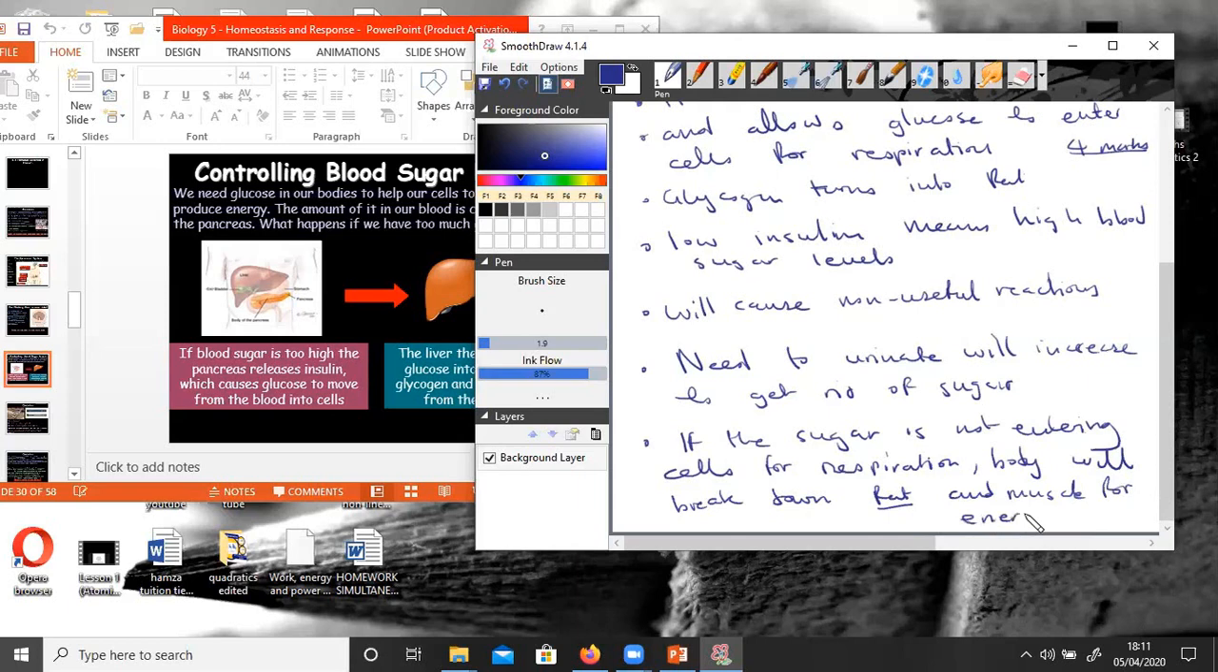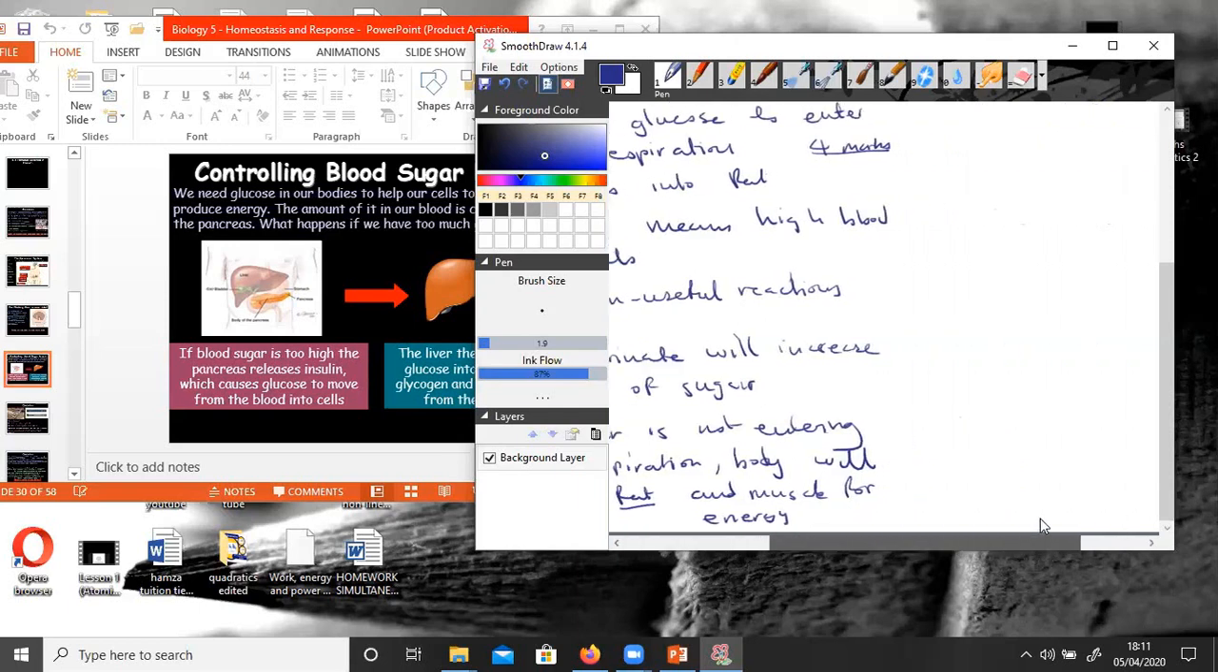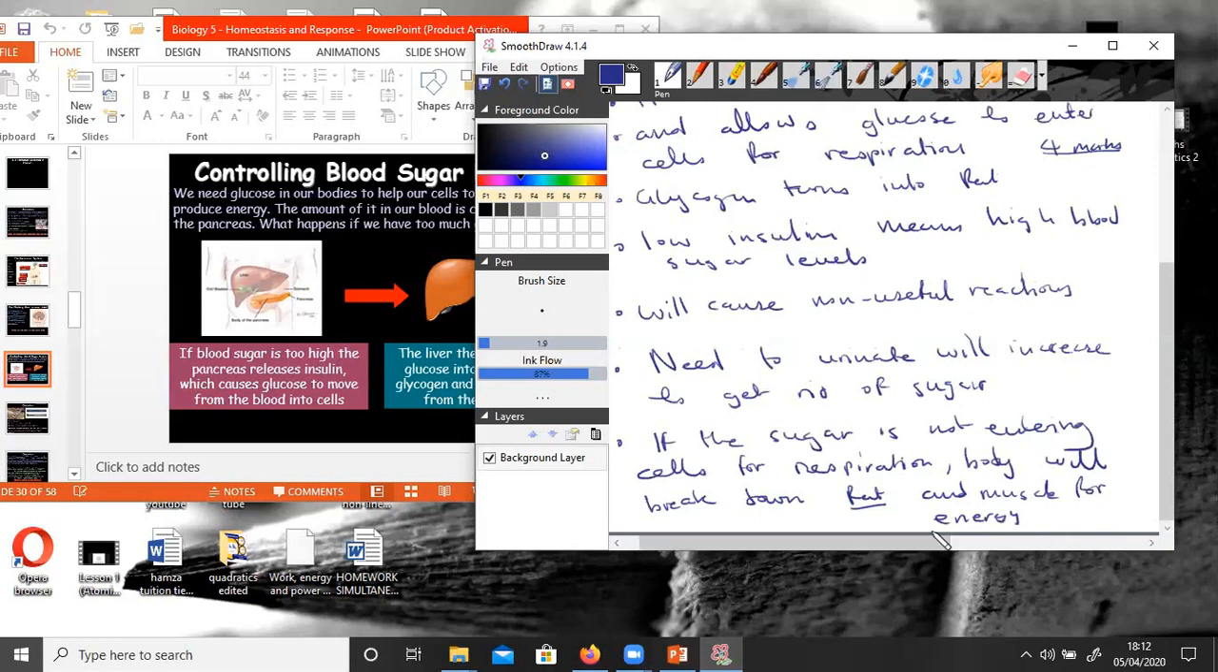For energy. E-N-E-R-G-Y. And that's going to be dangerous because when you break down your fat and the muscle, you lose weight. So the last point you can make is you will lose weight. And losing weight is not always a good thing. Lose weight and, let's add one more, become weak. That's just something I'll add on. Because if you lose weight and if you haven't got muscle, you're becoming weak. And if your heart becomes weak, you're going to have a heart attack. Does that make sense, guys?